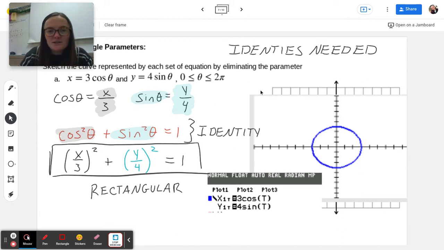One other thing I wanted to talk about here was the restriction. Notice here it says the restriction is that theta is between 0 and 2 pi. This makes sense given the function here. If theta is between 0 and 2 pi, that basically means we're going to go all the way around the circle, which hopefully makes sense to you. If not, send me an email and I'll talk about it further.